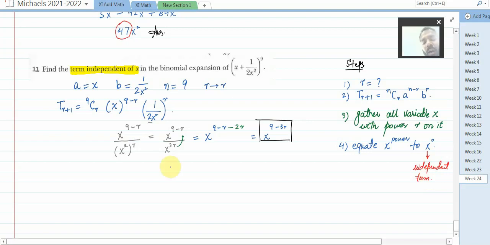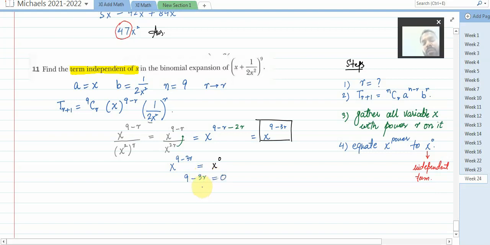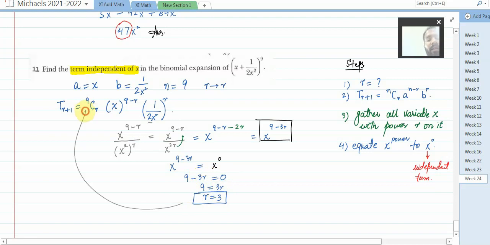So what equation did we get? We got x to the power 9 minus 3r. We need to equate it with x to the power 0. Why is it 0? Because we are looking for the independent term. Now both sides have the same variable, so 9 minus 3r equals 0. 9 equals 3r and r equals 3. Alright. So you have found the value of r. Once you have the value of r, then the question is very easy, because we need to place this value of r in this equation.